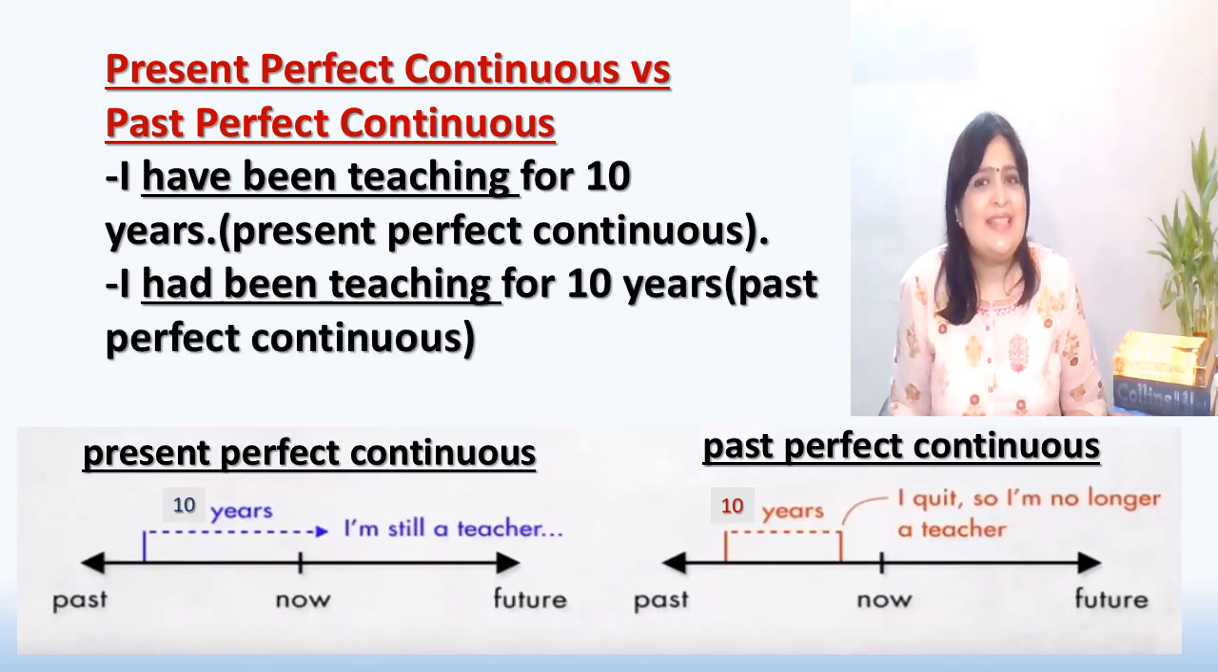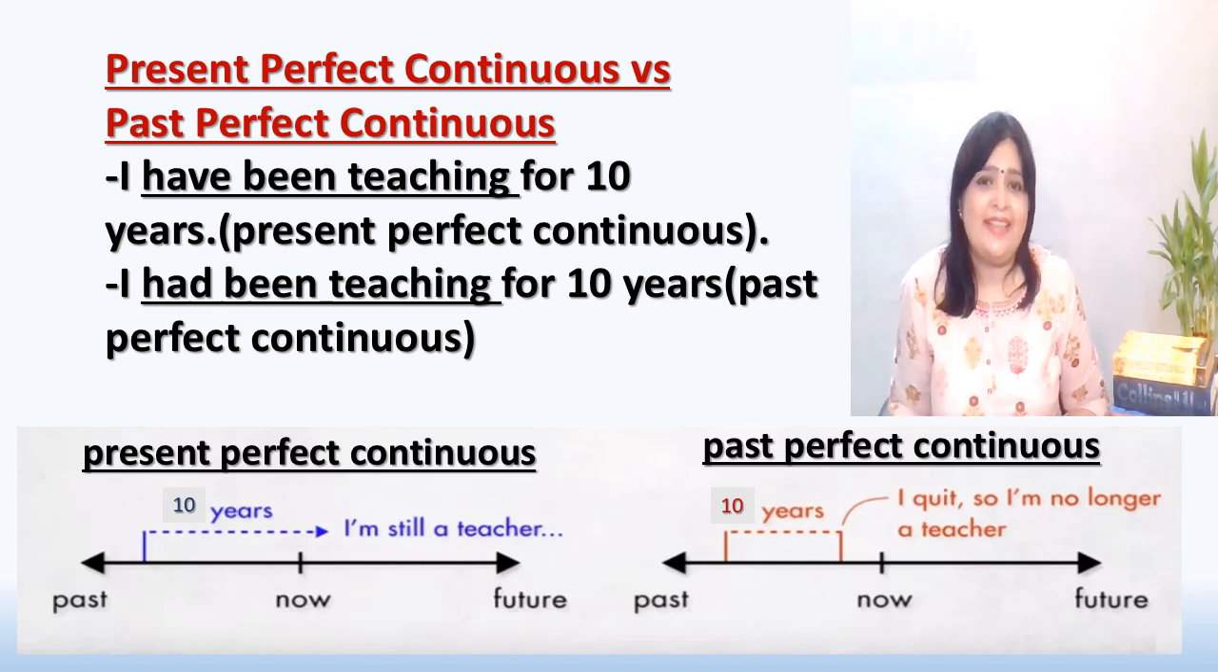Now, let us see the difference between present perfect continuous and past perfect continuous through 2 timelines. We'll see 2 timelines. Okay? I will explain you through 2 timelines. I have been teaching for 10 years. This is a sentence in present perfect continuous.